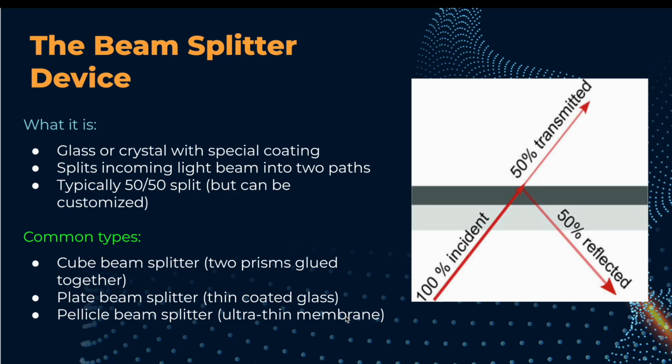So what's this beam splitter device? Well, it's a glass or crystal surface with a special coating, which splits incoming light into two different paths. It's typically a 50-50 split, but depending on the angle, it can be customized. So this is the glass, this is the original light beam, and it's being split into two. One's being reflected and one's going through. Some common types of beam splitters are the cube beam splitter, which is two prisms glued together; the plate beam splitter, which is a thin coated glass; and the pellicle beam splitter, which is an ultra thin membrane.